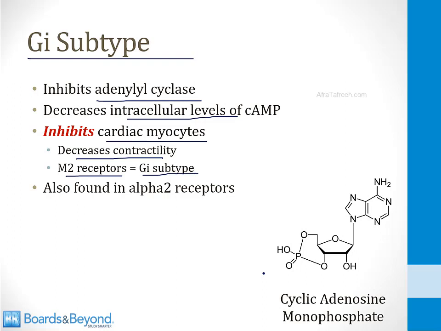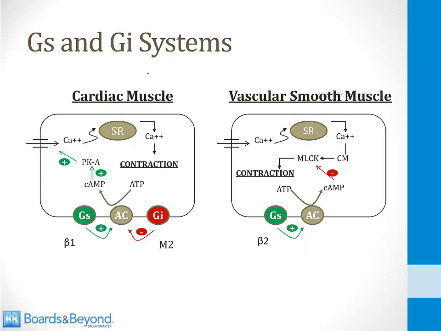You can also find the GI subtype of G protein receptor in those alpha-2 negative feedback receptors that I talked about earlier in this video. On this slide, I've shown a little cartoon of a cardiac muscle cell on the left and a vascular smooth muscle cell on the right. And in these cartoons, I've shown how the different G proteins work. Let's start with the cardiac muscle cell on the left. This is the enzyme adenylyl cyclase, and beta-1 receptors activate GS proteins, which stimulate the enzyme adenylyl cyclase. GI proteins are activated by M2 receptors, and they inhibit the enzyme.